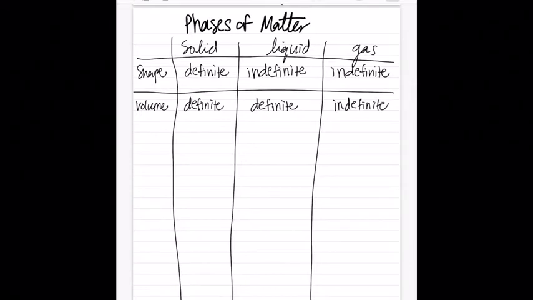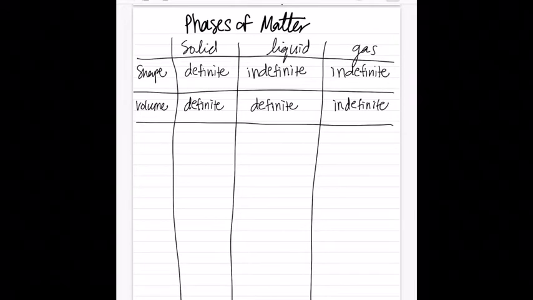Now, how you would see test questions about these two things would be, which state of matter or phase of matter has an indefinite shape but a definite volume? That would be a liquid. That's how you would see those kinds of questions. All right, let's move on.